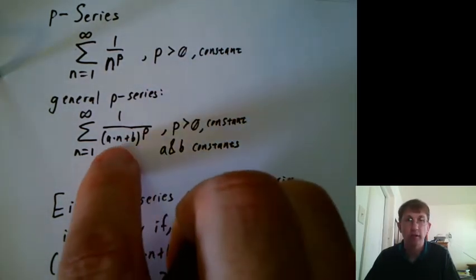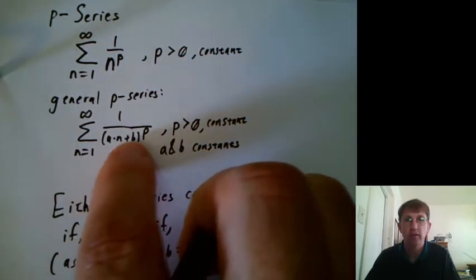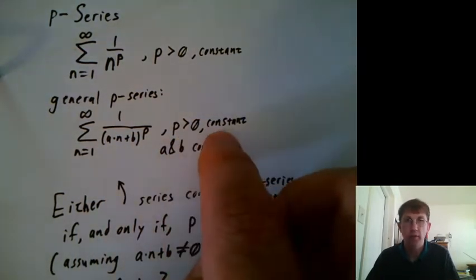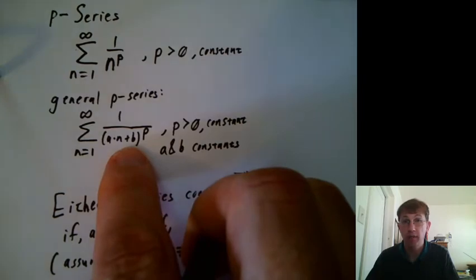And then there's a generalized version of that, which just has a linear function of n, and then take a power of that. Again, p has to be constant, bigger than 0, and the a and the b have to be constants. They can't change with n.